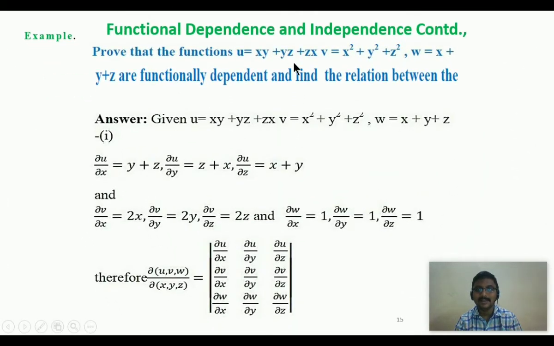Problem: prove that the functions u, v, w are functionally dependent and find the relation between them. Given u, v, w, dou u by dou x, differentiating u partially with respect to x, keeping y and z constant, the x derivative is y, the z derivative is z. Computing other partial derivatives also, and computing the Jacobian value dou of uvw by dou of xyz, it is the determinant of dou u by dou x, dou u by dou y, dou u by dou z, dou v by dou x, dou v by dou y, dou v by dou z, dou w by dou x, dou w by dou y, dou w by dou z.